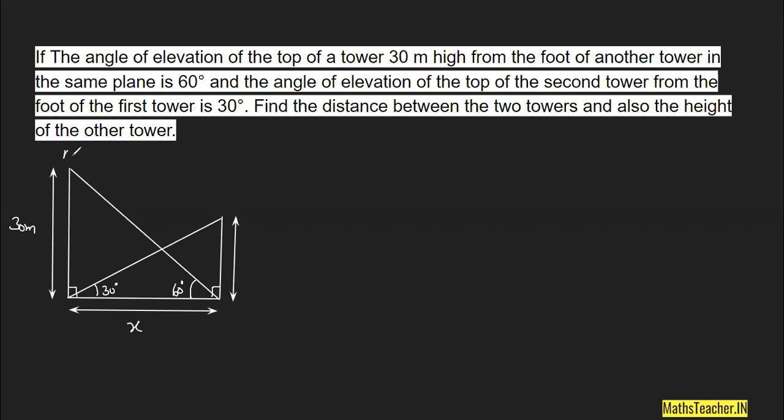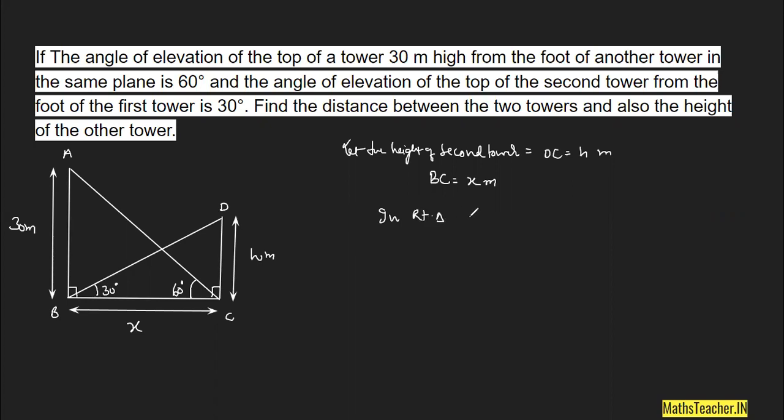So let's take some names A, B, C, D. Let the height of the second tower equal DC, which I have taken as h meters. So it is h meter. And the distance between the two towers BC is equal to x meter. So it's done. Now start with the smaller right angle triangle.